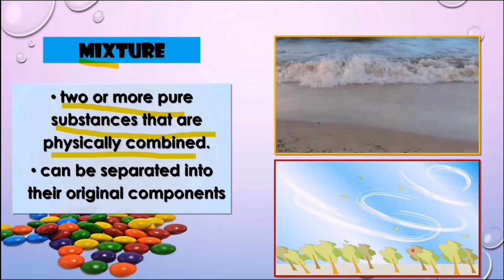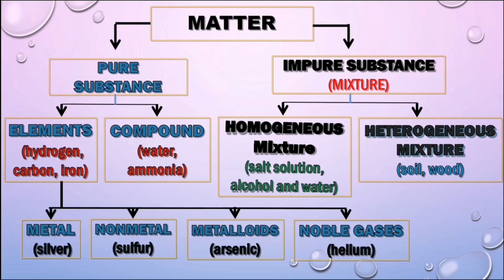And remember, a mixture can be separated into its original components. So, you can separate it and return it to its original state. For example, the sand and the water, the seawater, you can return it to just water and just sand, separating them. And the air, you can also separate it. So our mixtures have two types. We have the homogeneous mixtures and heterogeneous mixtures.